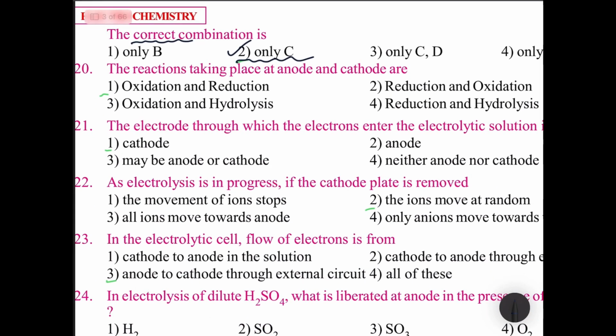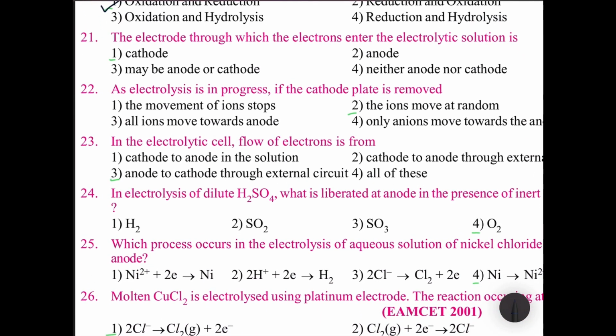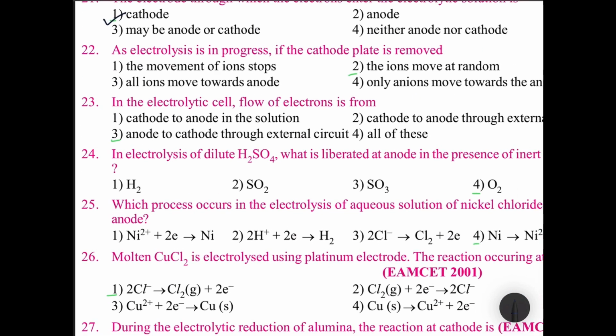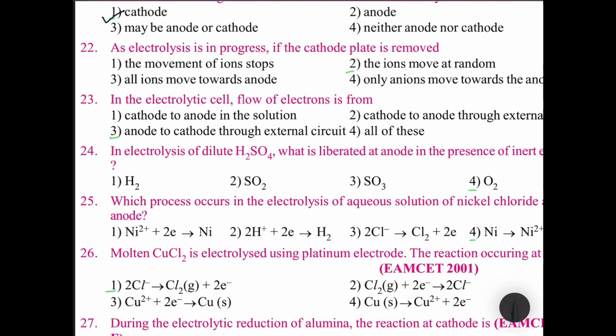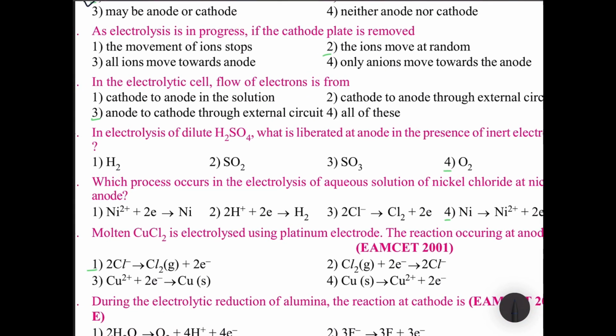Question number 20. The reactions taking place at anode and cathode are: at anode oxidation and at cathode reduction. सही question है. Cations go to cathode, anions go to anode, cations undergo reduction, anions undergo oxidation. The electrode through which electrons enter the electrolytic solution is cathode, because cations gain electrons. For that, cathode is providing electrons, right?